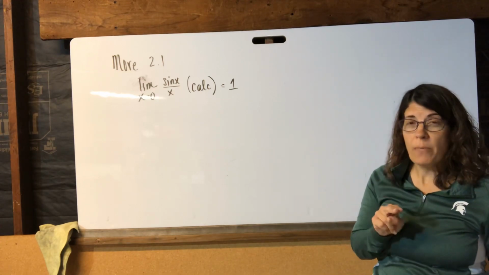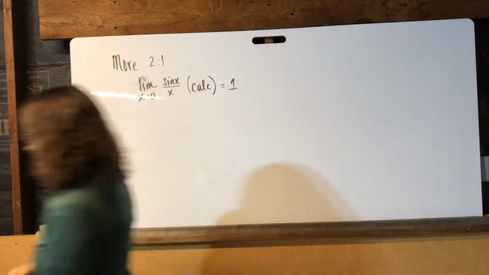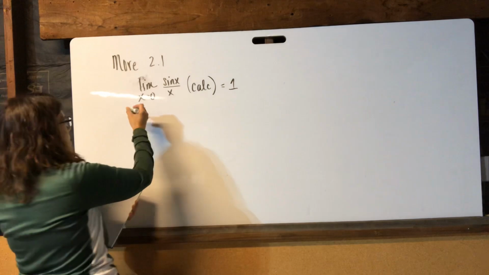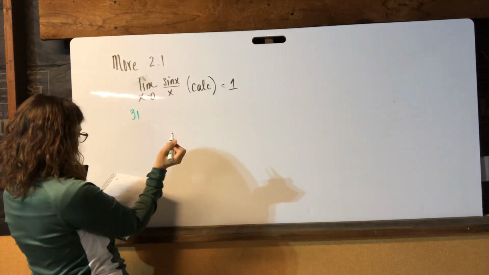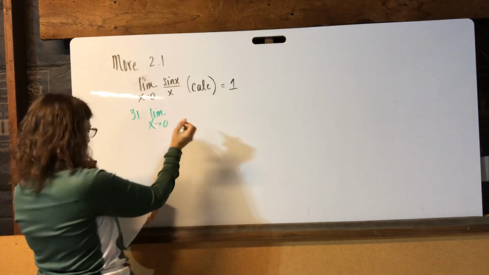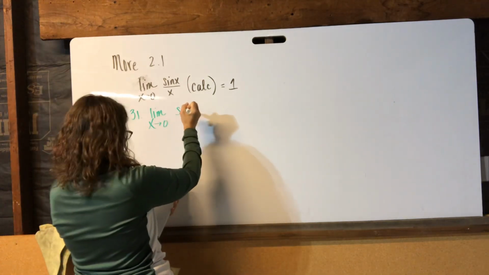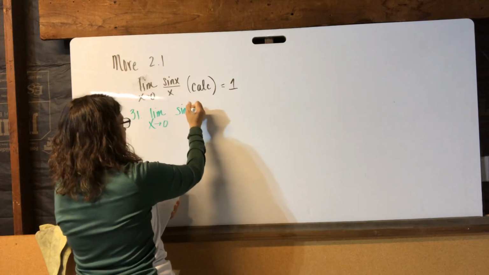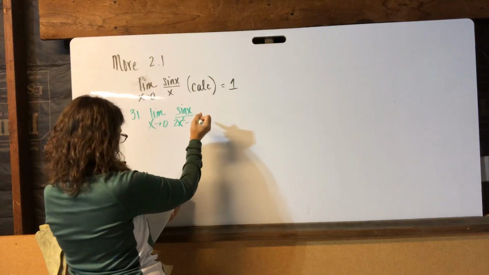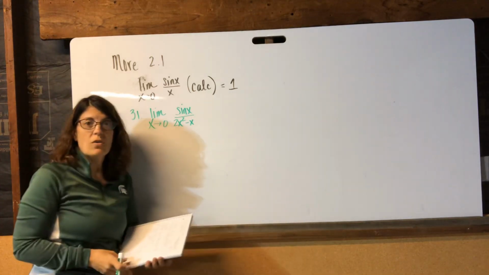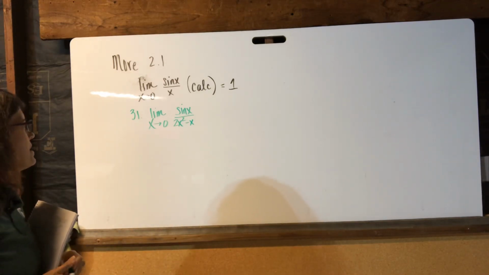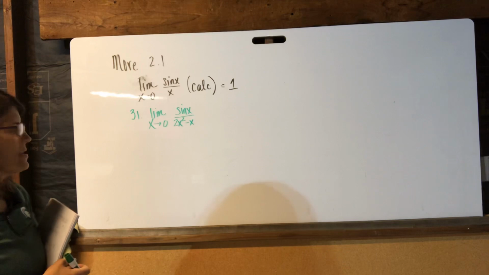There were two homework problems that there were questions on, number 31 and 33. So let's take a look. 31 is the limit as x approaches 0 of the sine of x over 2x squared minus x. Okay, so limit as x approaches 0 of the sine of x over 2x squared minus x.